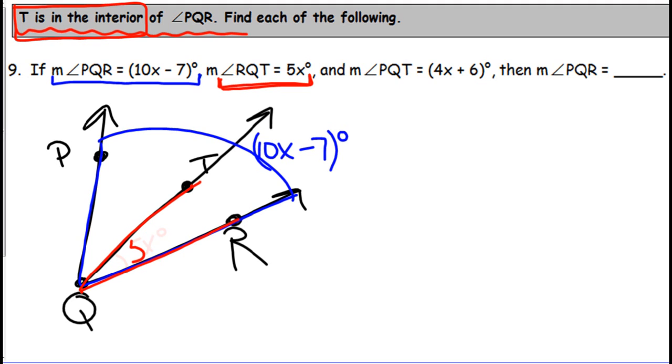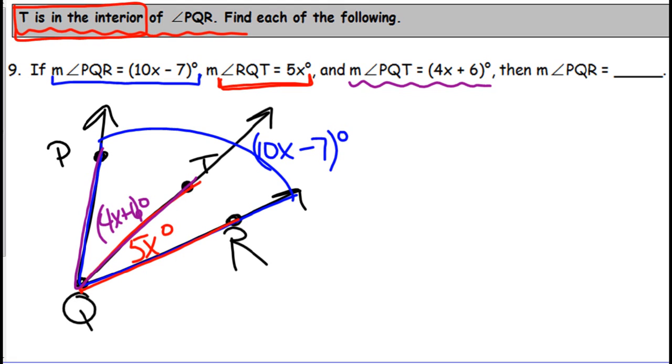5x degrees. And the measure of angle PQT, I'm going to make that one purple. Sorry, I totally forgot about that last spell. I hope it wasn't too loud for you. The measure of angle PQT is 4x plus 6 degrees. We want to find the measure of angle PQR.